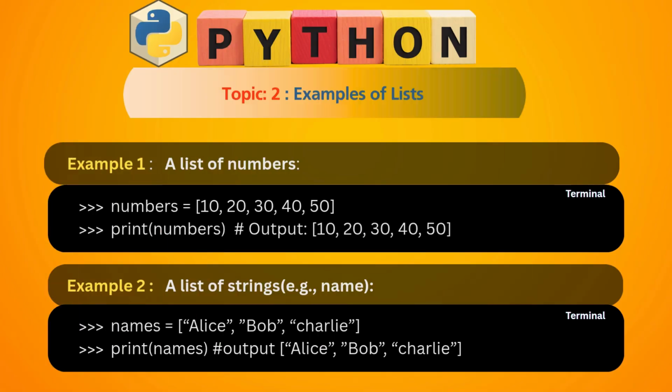Now you will see the examples of list here. Numbers equal to 10, 20, 30, 40, 50. Print numbers, and the output will come. A list of strings: names equal to Alice, Bob, Charlie, and within scores we have to give the values. See the print of names. These are the lists. A list can be numbers, a list can be strings.